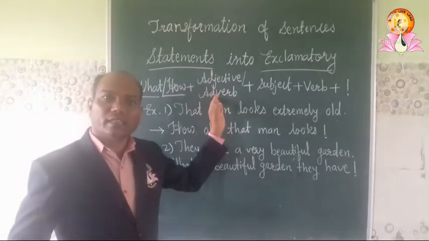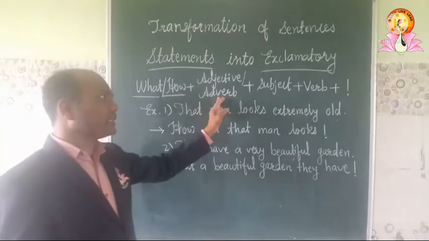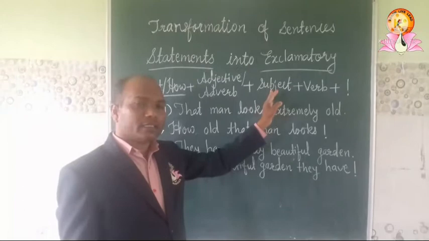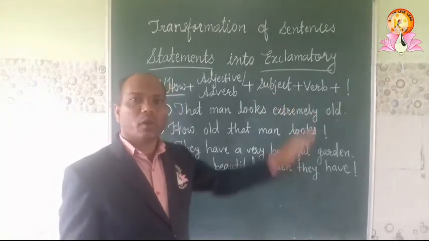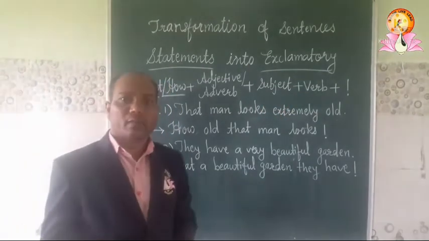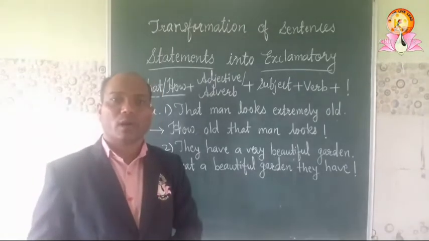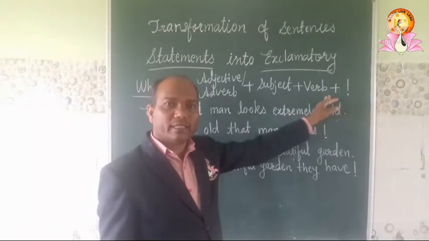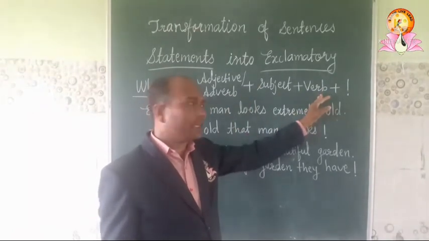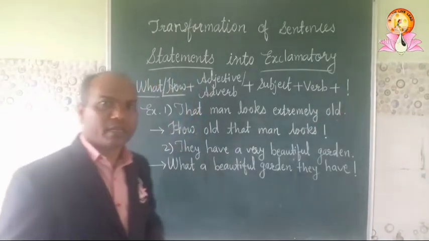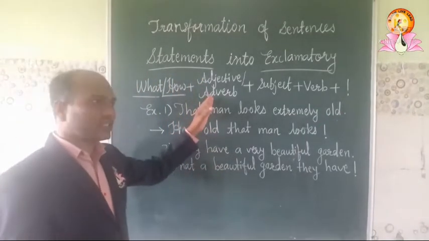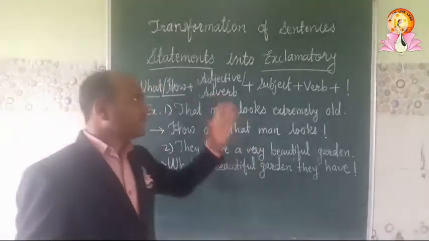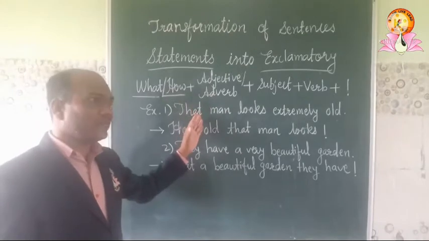Those are used in the given statement. After that, the subject of that statement. The subject is followed by the verb. That can be the main verb or the helping verb. And the most important thing, the sentence ends with an exclamation mark. Now, let us understand this structure or formula. It is a general structure. Now, let us understand it with the help of examples.